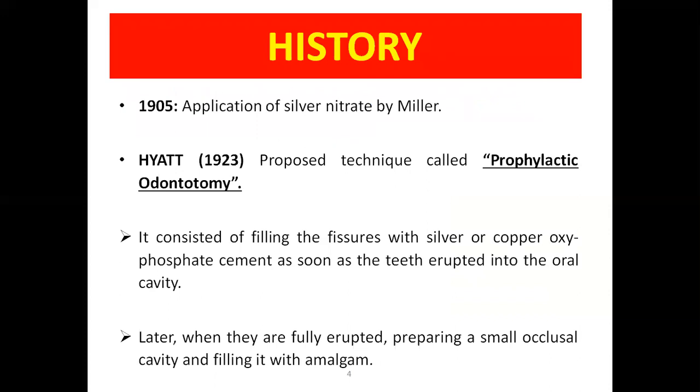If we look at the history, in 1905 Miller described silver nitrate, a material which we can apply over the pits and fissures as a sealant. Then Hyatt, in 1923, proposed a technique named prophylactic odontotomy, consisting of filling the fissures with either silver or copper oxyphosphate cement as soon as the tooth erupted into the oral cavity. Later, when fully erupted, they prepared a small occlusal cavity and filled it with amalgam.